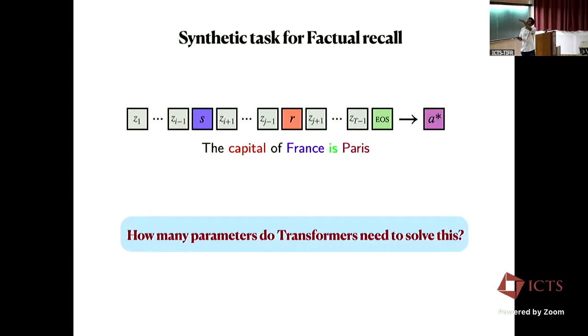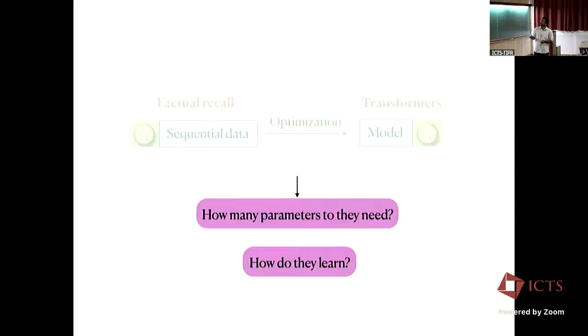But the whole task could be formalized, let's say in this case, the capital of France is Paris. So you can think of it as subject, relation, and object, the answer. So one could study how transformers learn to solve this.